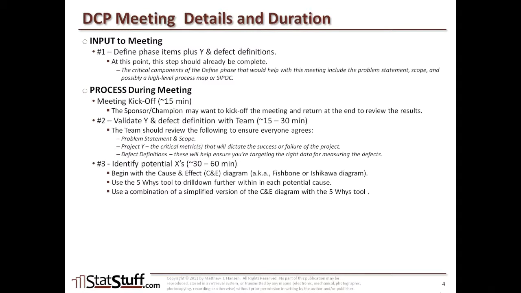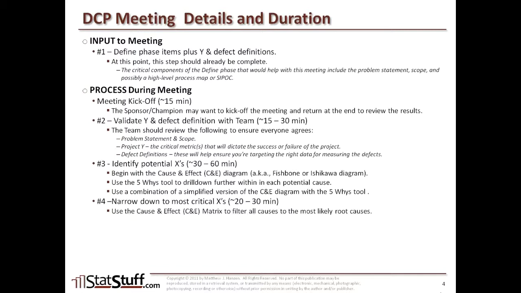Now the next step that we'd follow within the meeting itself is to narrow down those potential root causes to what we might consider to be the most critical X's. This might take about 20 to 30 minutes to do with your team. So you can use the cause and effect matrix or the C&E matrix to filter down all those potential root causes to what they believe are the most likely root causes, or the ones that you really want to measure because of the most critical X's.